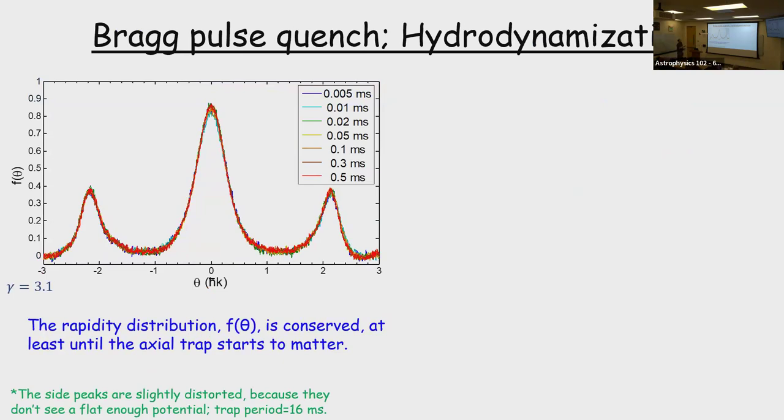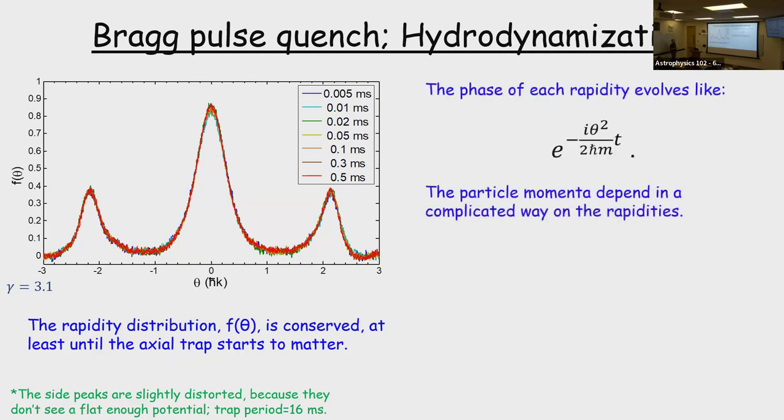So, the same thing I showed after the Bragg pulse: if we look at the rapidity distribution, not surprisingly, it doesn't change in this early time, because the rapidities are conserved. The phase of each rapidity component evolves according to its phase proportional to the rapidity squared. The relationship between the rapidities and the momentum is a very complicated mapping, and generally we can't even do it. But we know that if the phases of the rapidities are changing like this, then the actual occupation of the different momentum modes has to be changing on a comparable time scale.